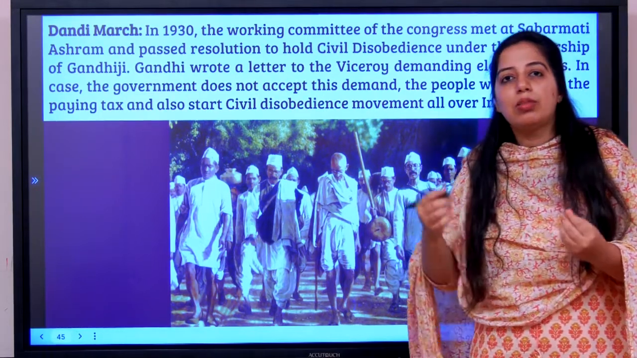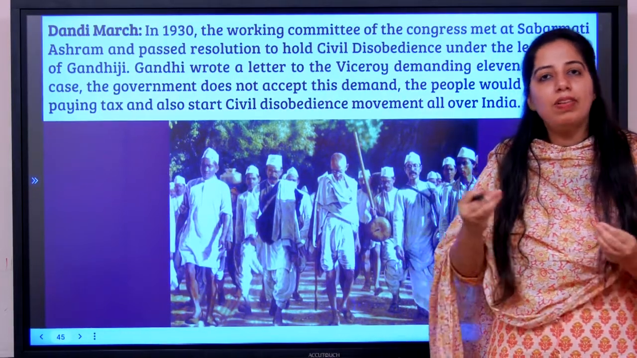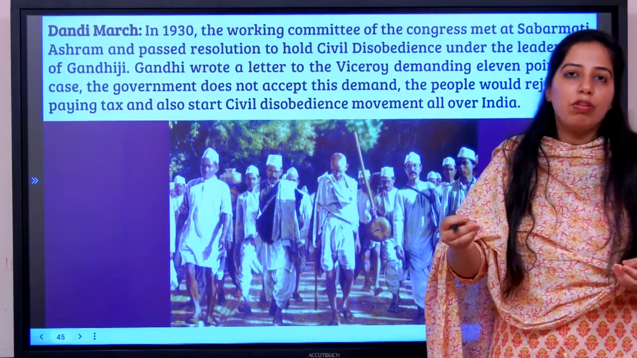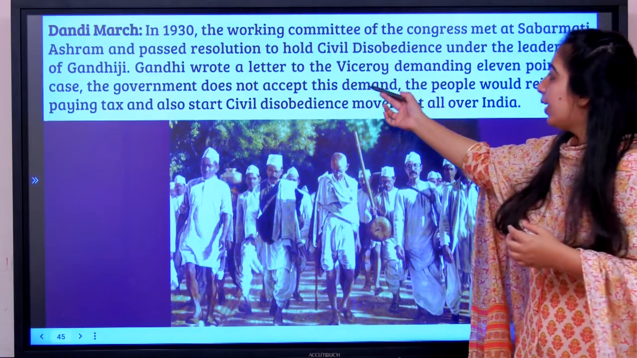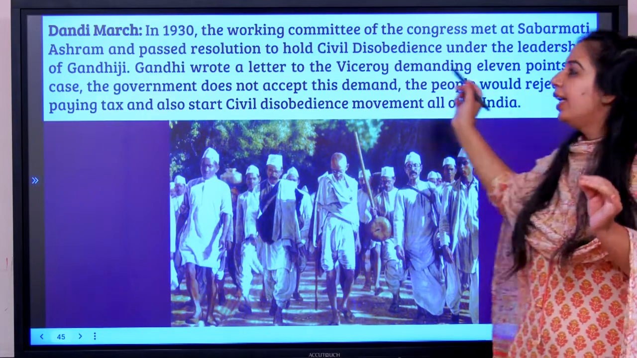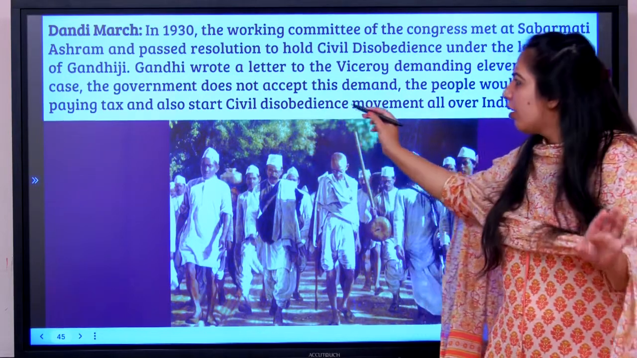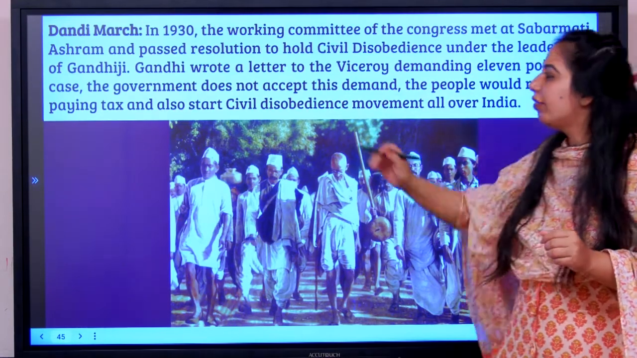Gandhiji wrote a letter to the Viceroy saying we have certain demands. Fulfill these demands. If you don't fulfill these demands, we will hold a protest. He wrote a letter to the Viceroy demanding 11 points. In case the government does not accept his demands, the people would refuse to pay tax.